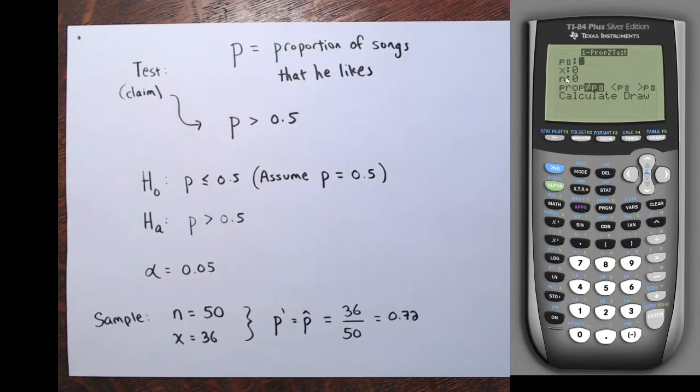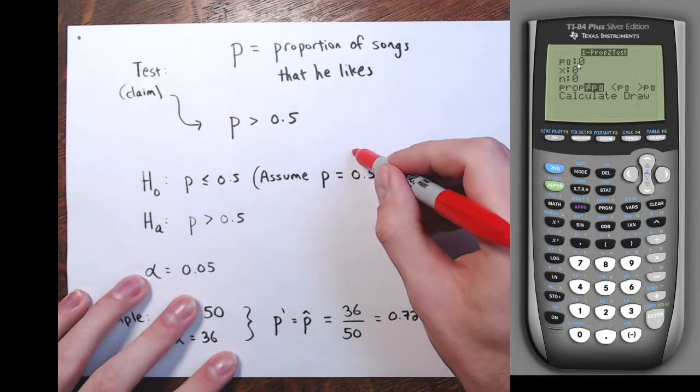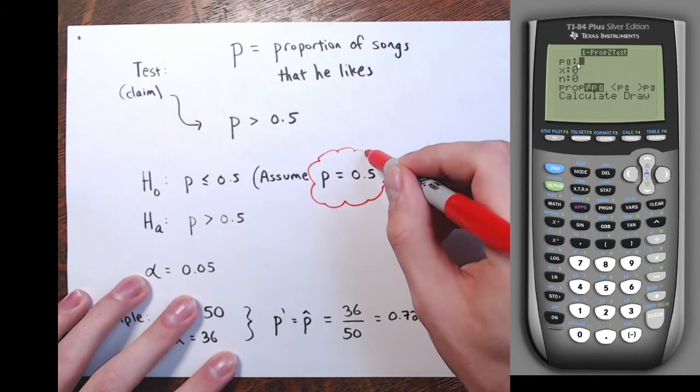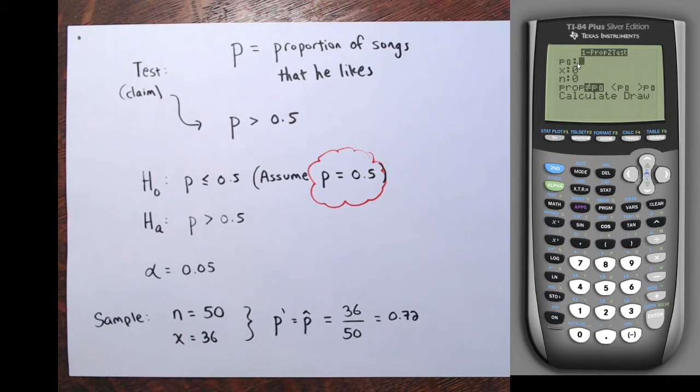Now, this first part, P0, is what you are assuming P is from the null hypothesis. So we are assuming that P, the population proportion, is 0.5. And you can't enter 50. You have to enter these as proportions, something between 0 and 1.